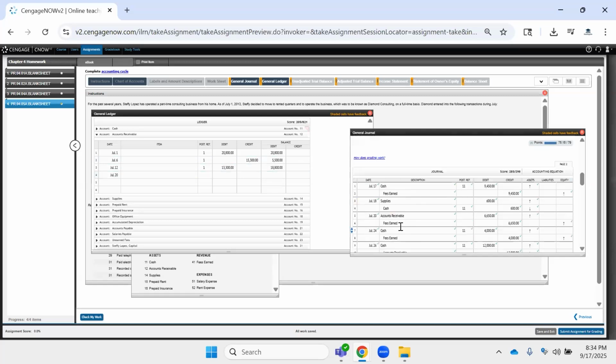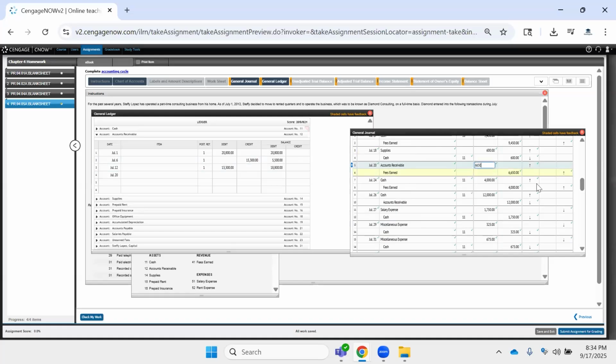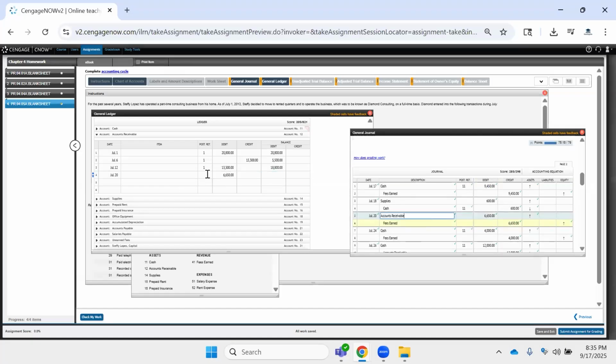Our next entry, I remember, is for July 20th. That's another revenue entry. And that is going to be on the second page of the journal. And we have to add that to our running balance. So our running balance is now 25,450.